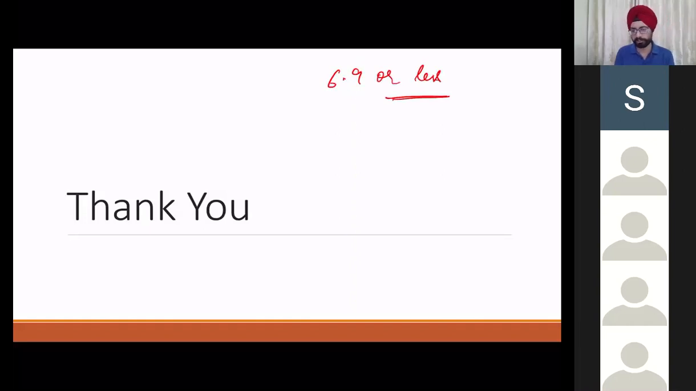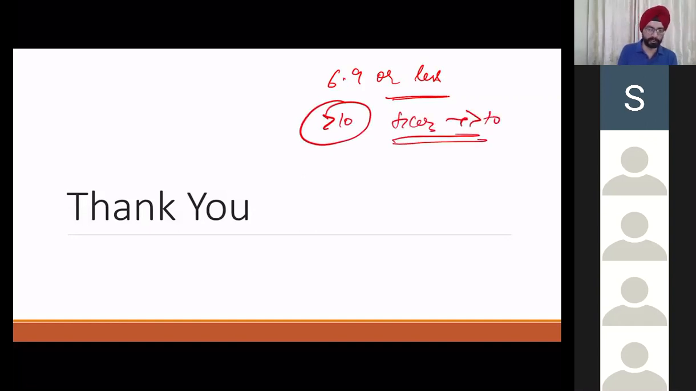Okay, so if the pH is 6.9 or less, that is when the bicarbonate should be given. Another school of thought is you should not give bicarbonate if it is more than 10. So if bicarbonate is more than 10, they say there is hardly any use of giving bicarbonate. And the third thing that you asked is how much and in what time to give.